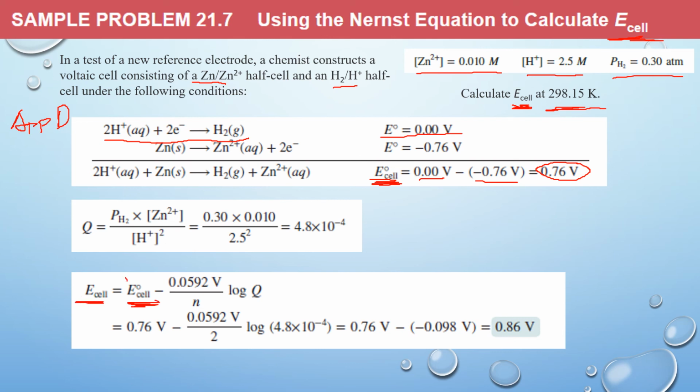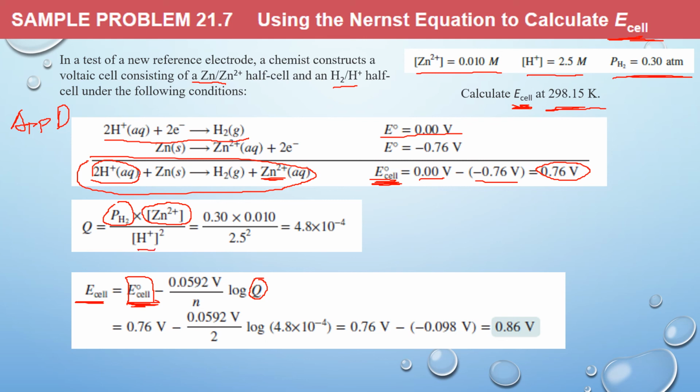Now that we have the standard cell potential, we need the Q value. We can look at the overall reaction. For this overall reaction, Q is equal to: hydrogen is in the gas form, so we use its pressure in atm, which is given. Zinc is in the aqueous phase, so we use its concentration, and the proton is also aqueous, so we use its concentration.